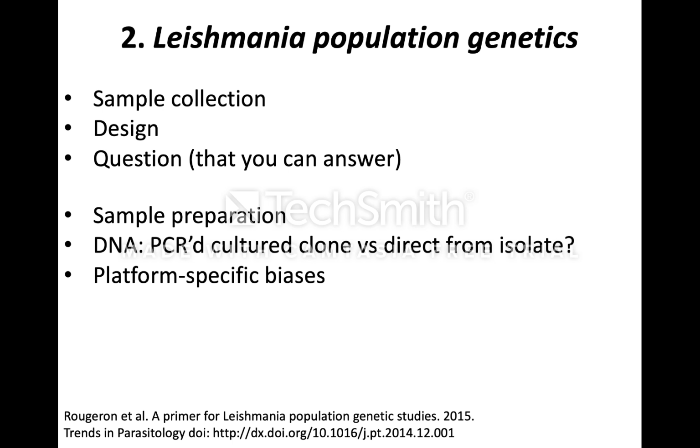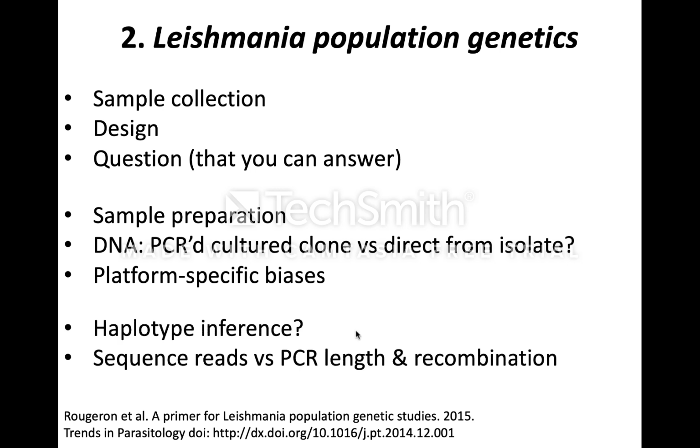Sample preparation is important. Ideally, we'd take the DNA direct from the isolate, maybe using probes or other approaches to directly tackle the original DNA, rather than current methods which often culture parasites to create a clone of parasites whose DNA can be extracted and then amplified by PCR. This introduces biases. We also need to consider that if we're doing, say, genome-based amplification or other PCR-based amplification of DNA, that there may be platform-specific biases which should be considered.